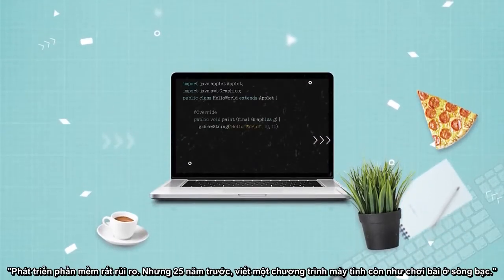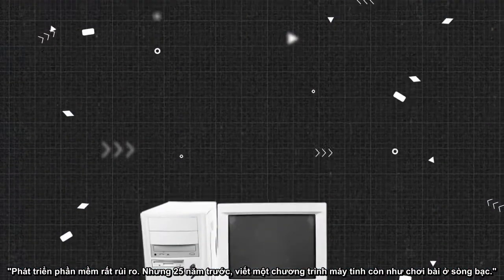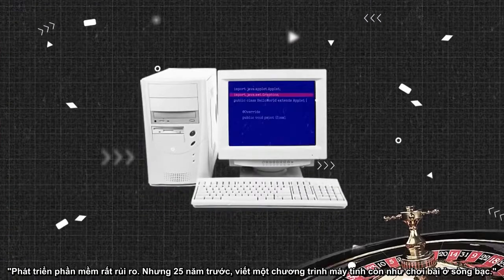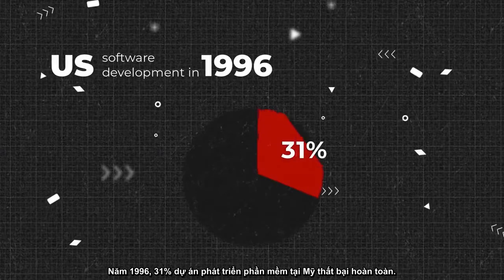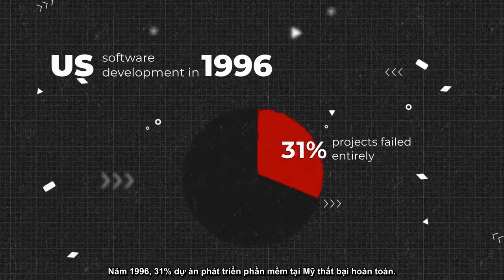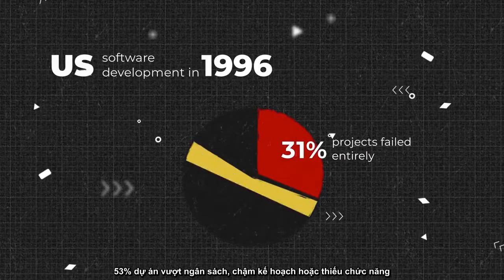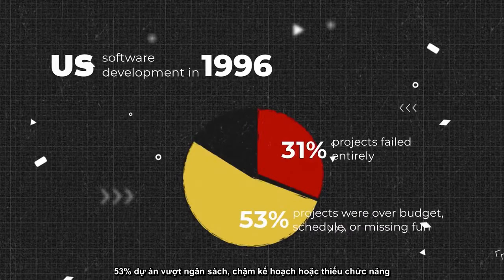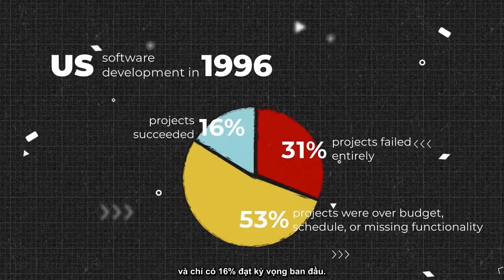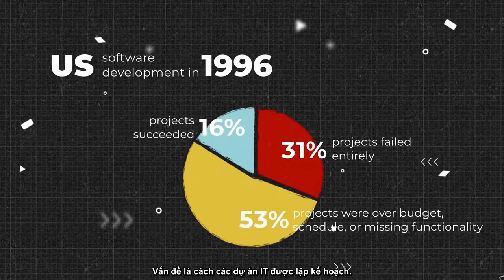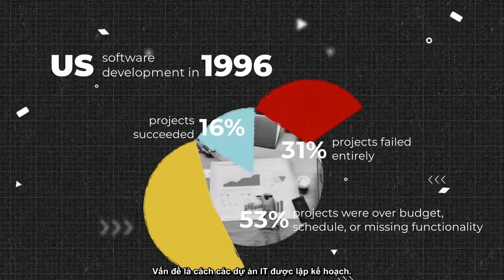Software development is risky, but 25 years ago, building a program was like gambling at a casino. In 1996, 31% of US development projects failed entirely. 53% were over budget, schedule, or missing functionality, and only 16% met initial expectations. The problem was in the way IT projects were planned.